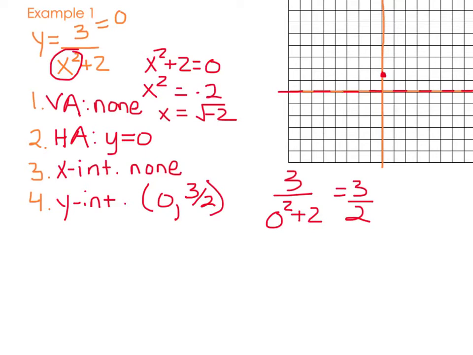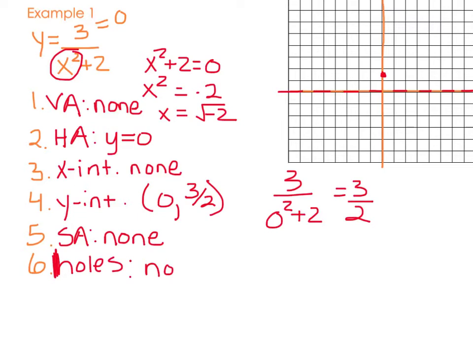Alright, the fifth thing we want to think about, slant asymptote. That only happens if the top is 1 degree higher than the bottom. We don't have that situation. So slant asymptote, if you don't have one, write the word none. And the last thing is holes. We didn't have to factor this, and nothing crossed out, so are there any holes? No, no holes, none. Alright, so we've done the 6 important parts. Now all we have to do is make a table. We can look at the calculator to get the numbers. You can look at the graph and see what it's supposed to look like.